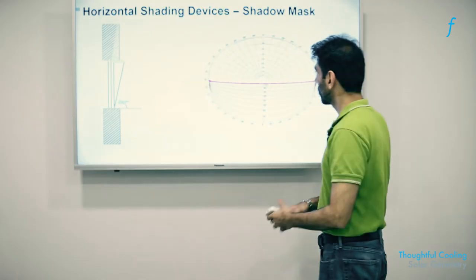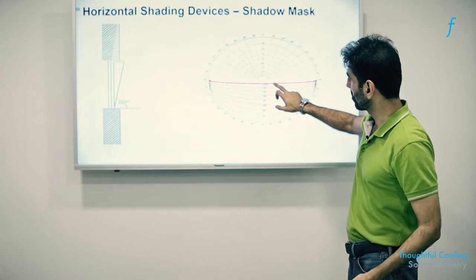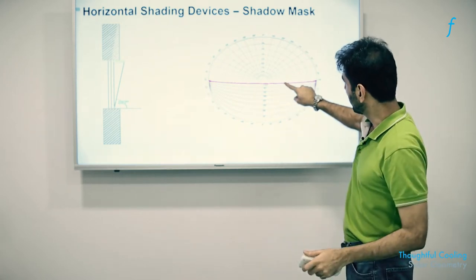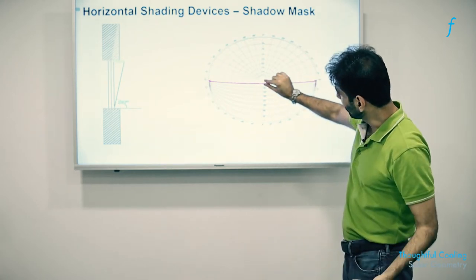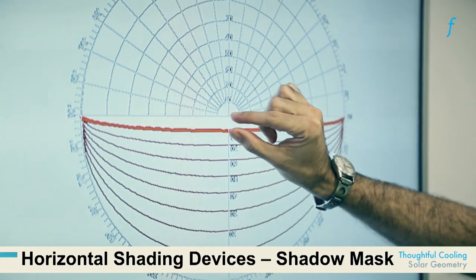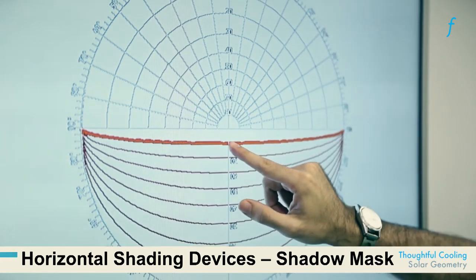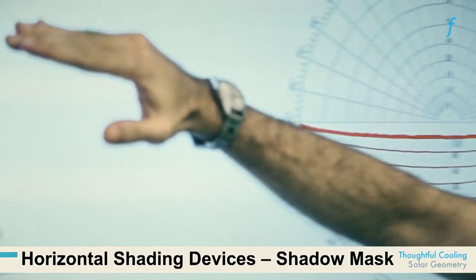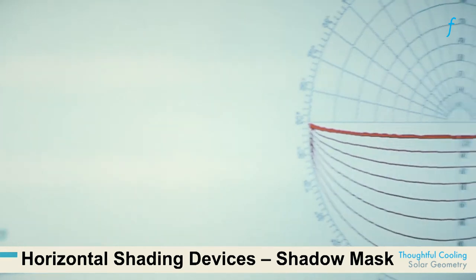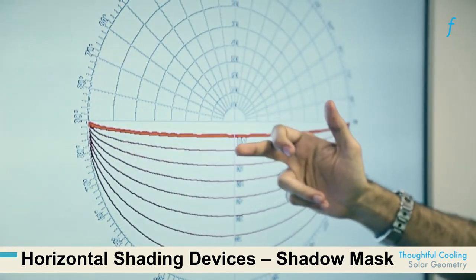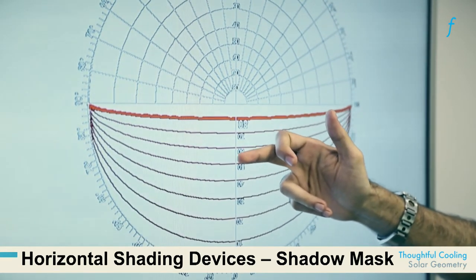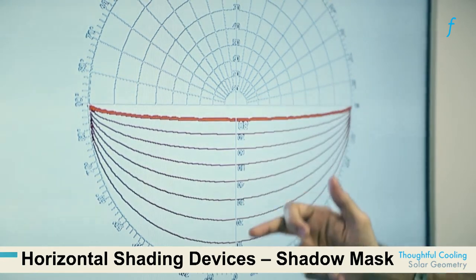So this is, of course, when you look at it in terms of a shadow mask, you can see that it provides me with relatively meager coverage of the vertical shading angle, which is here, right? And as you can imagine, as I extend this horizontal shading device, I am able to get coverage for lower and lower altitudes of the sun all the way up to zero.